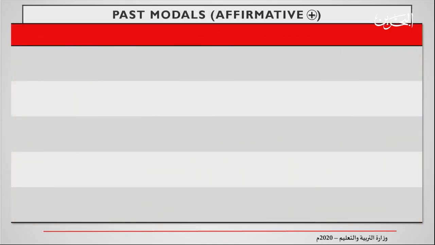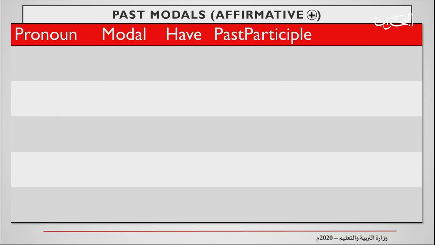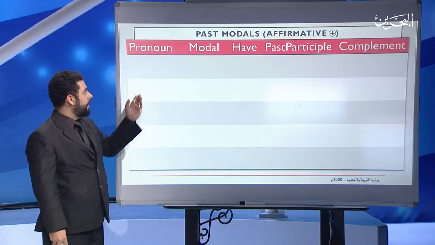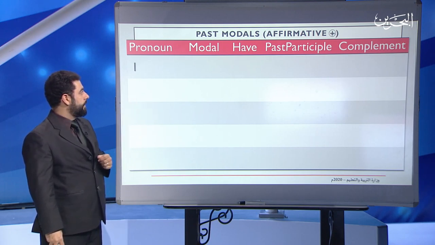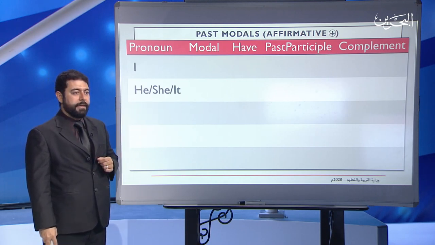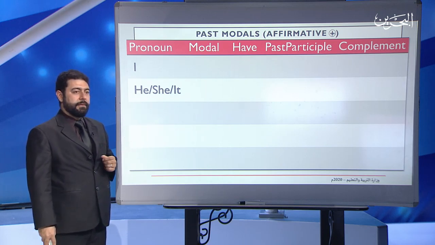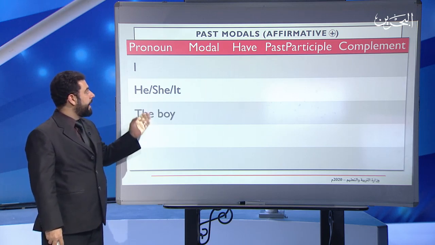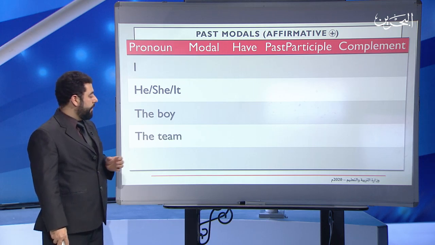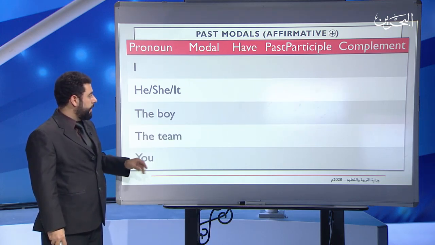So, building past modal affirmative sentences. That means positive sentences. So, we start with a subject pronoun, and then a modal, and then have, then past participle, and then a complement, the completion of the sentence. So, let us put the subject pronouns. For example, you can say I, or he, she, it. You can use the boy as a subject, or the team, or you.